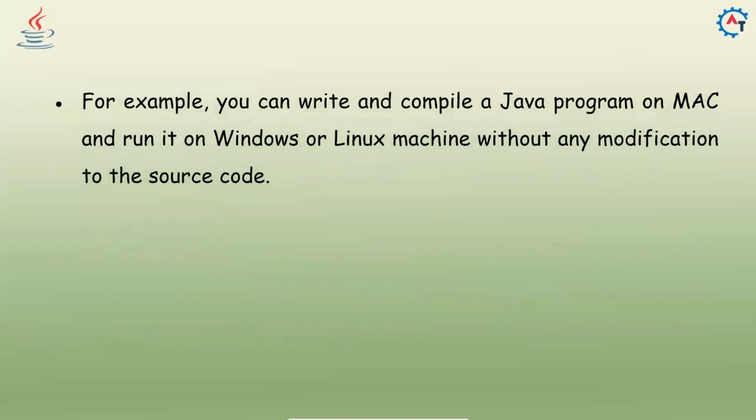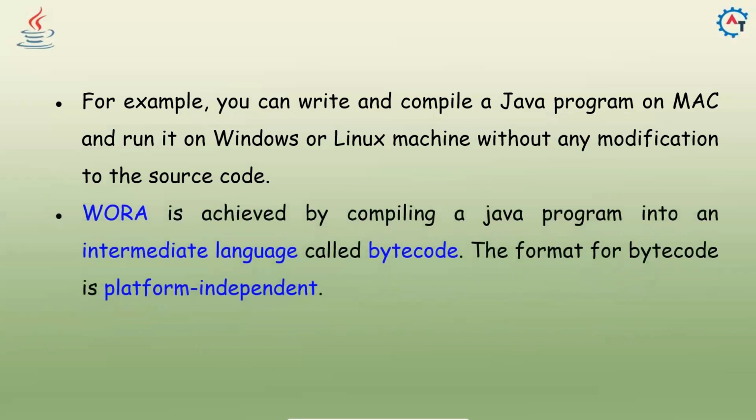For example, you can write and compile a Java program on a Mac machine and run it on Windows or Linux machine without any modification to the source code. While writing the code, you wrote it on one platform called Mac. That compiled code, you can directly execute in Windows or Linux, any platform that supports Java. That is one of the biggest advantages. Because of that, Java is a platform independent language. So WORA is achieved, write once, run anywhere.